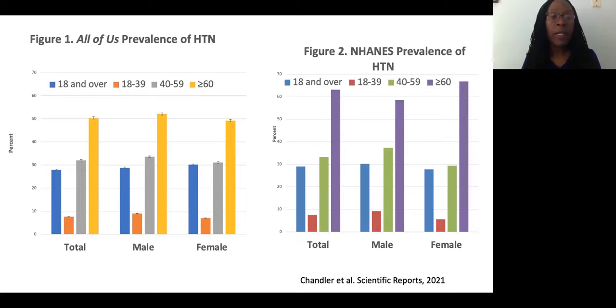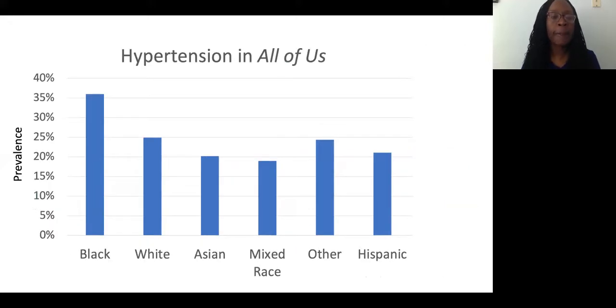That's the overall. But when you look at subgroups, 18 to 39, which is in orange, you see that the 18 to 39 age group has a lower prevalence of hypertension than the over 60 age group. And that's what we see clinically. So this was congruent with the findings of NHANES as well as what we've seen clinically.